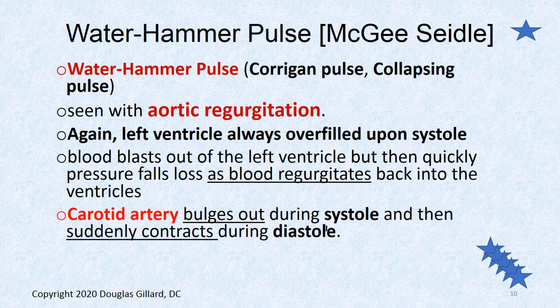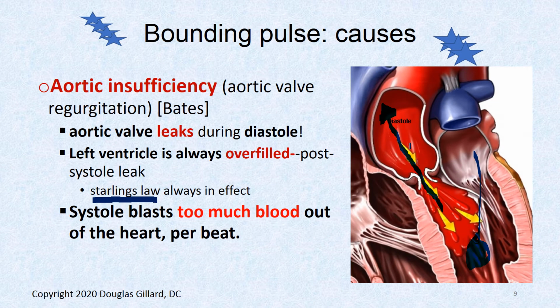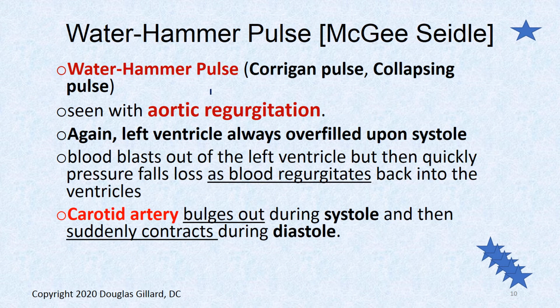All right. The people with this condition, aortic insufficiency, where blood blasts out of here, it can make the carotid artery bug out like crazy, like bulge out, and then quickly disappear. As systole is exacerbated, the blood just drains out really quickly. It's a real phenomenon. You can see it, and it has a name. It's called a water hammer pulse, aka Corrigan pulse, aka collapsing pulse. And that's something you have to watch for.